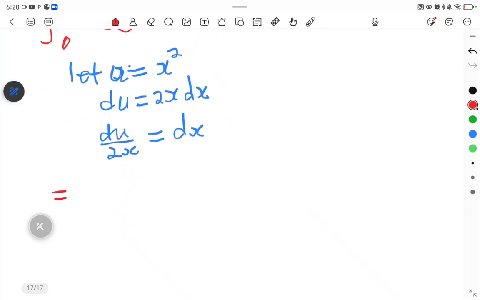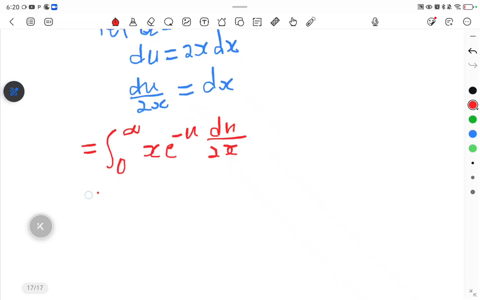This would be equal to the integral from 0 to infinity of x e to the minus u du over 2x. You see the x cancels out, right? And then I take out the 1 over 2. So it means that u substitution works.